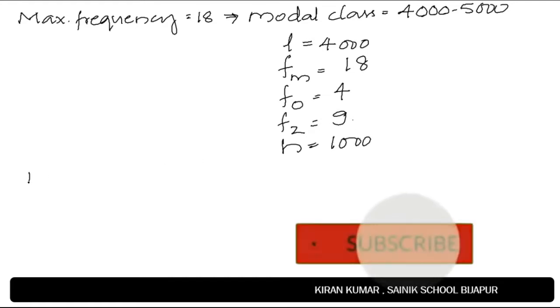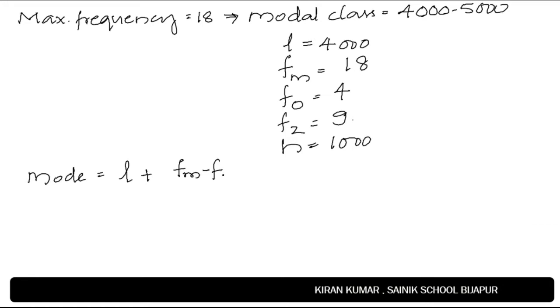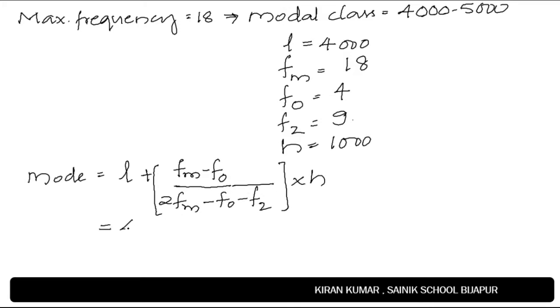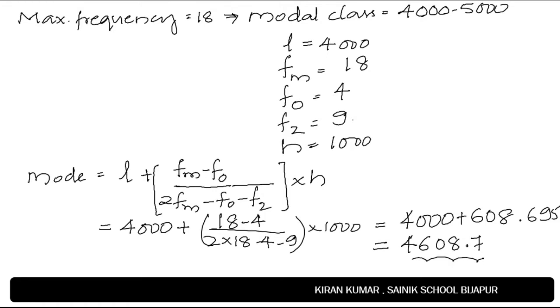So let's use the formula: mode equals the lower limit plus the frequency of the modal class minus the frequency of the preceding class, upon twice the frequency of the modal class minus the frequency of the preceding class minus the frequency of the succeeding class, multiplied by the class size. Substituting: 4000 plus 18 minus 4 upon twice 18 minus 4 minus 9, multiplied by 1000. On simplifying, we get 4000 plus 608.695, so the mode is approximately 4608.7. This is the mode of the given data.